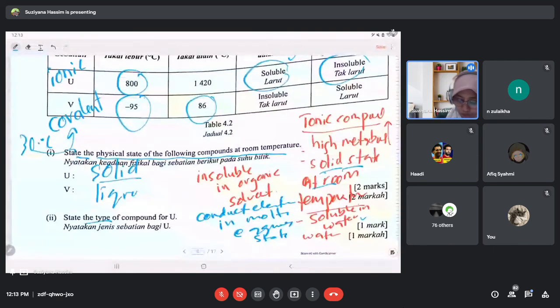State the types of compound for you. Ionic compound. Jangan terlepas tangan tulis ionic bond. Bunyi macam betul kan? Correct kan? Ionic bond. Ionic betul dah. Tapi bila sebut bond, tak ada markah. Okay? Tak ada markah.